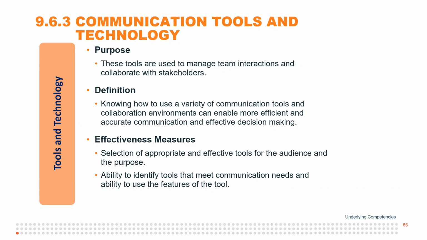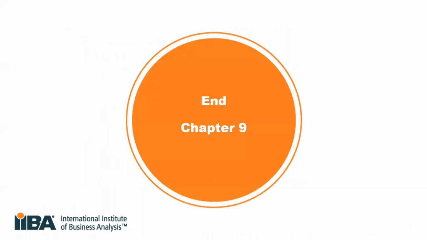And so the effectiveness measures are the selection of appropriate and effective tools for your audience, as well as for the purpose of the communication. And then the ability to identify tools that meet communication needs, and the ability to use the features of whatever tool you're identifying and choosing. And that's the end of chapter 9.